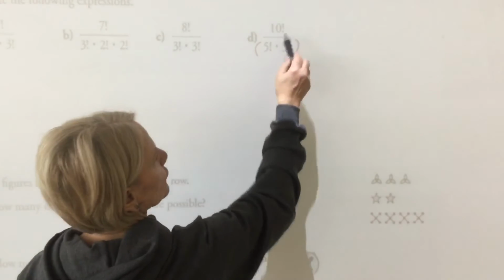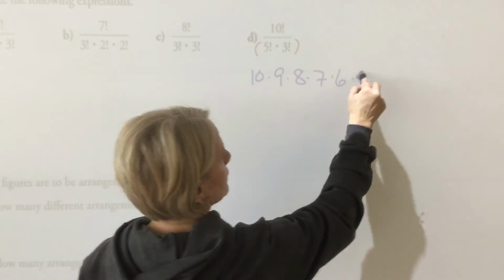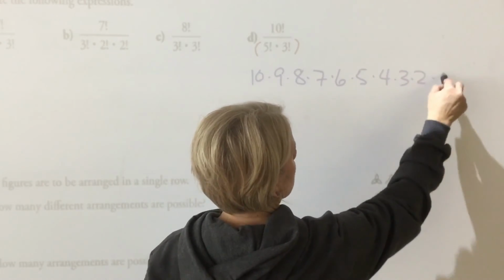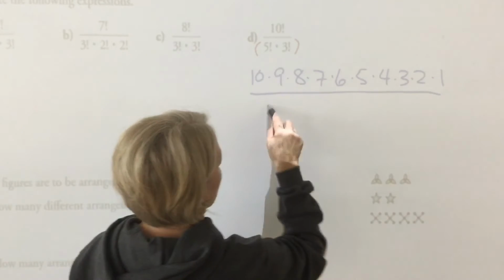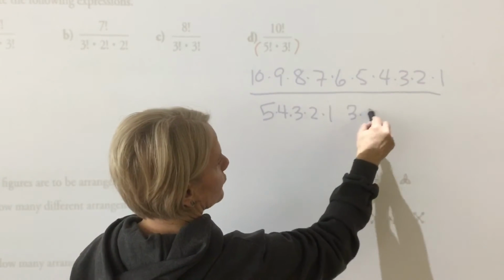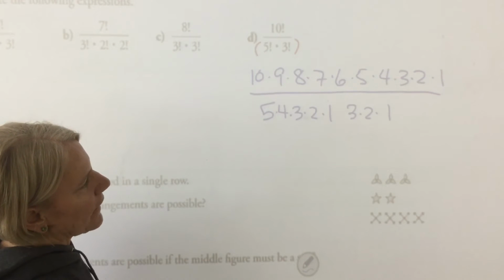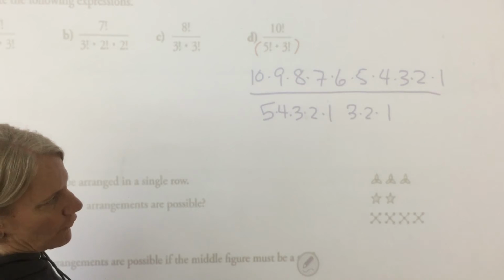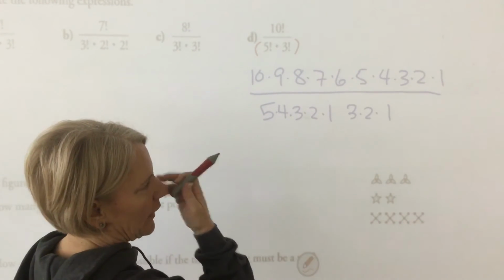So 10 factorial would be expanded out showing all the factors. And then the 5 factorial and the 3 factorial would factor out to look like that, showing their factors. If I then think of it like a fraction and canceling things, I change colors to show what cancels.